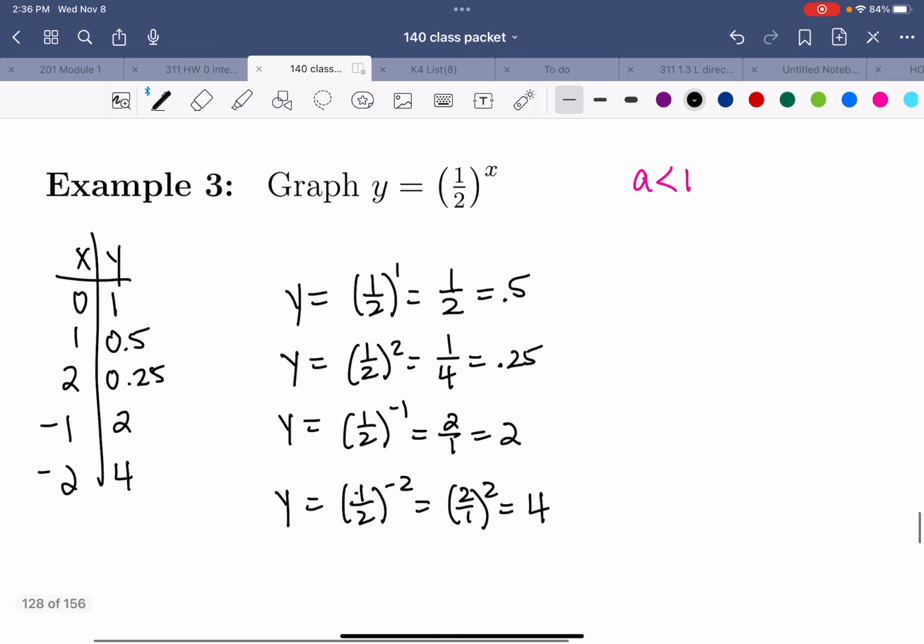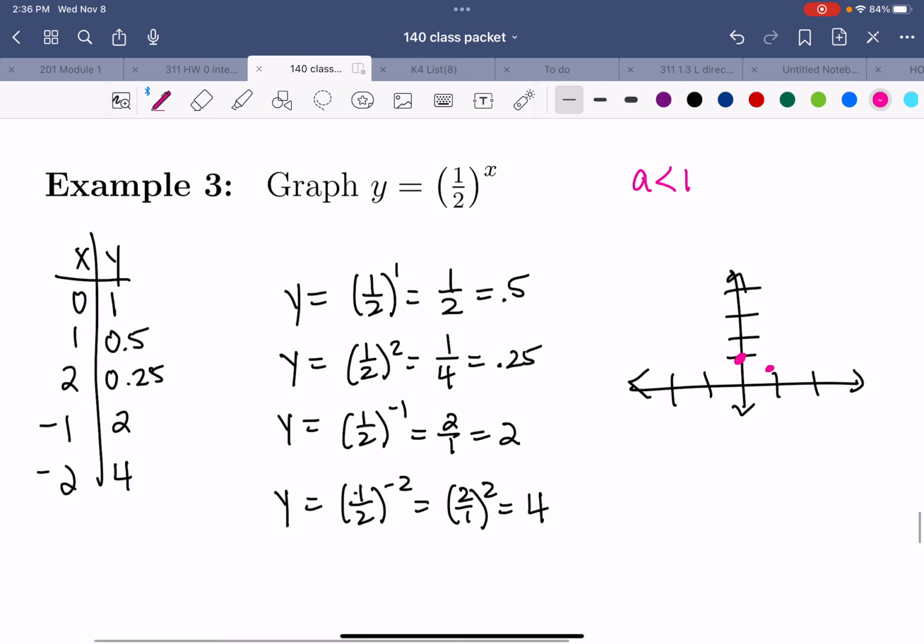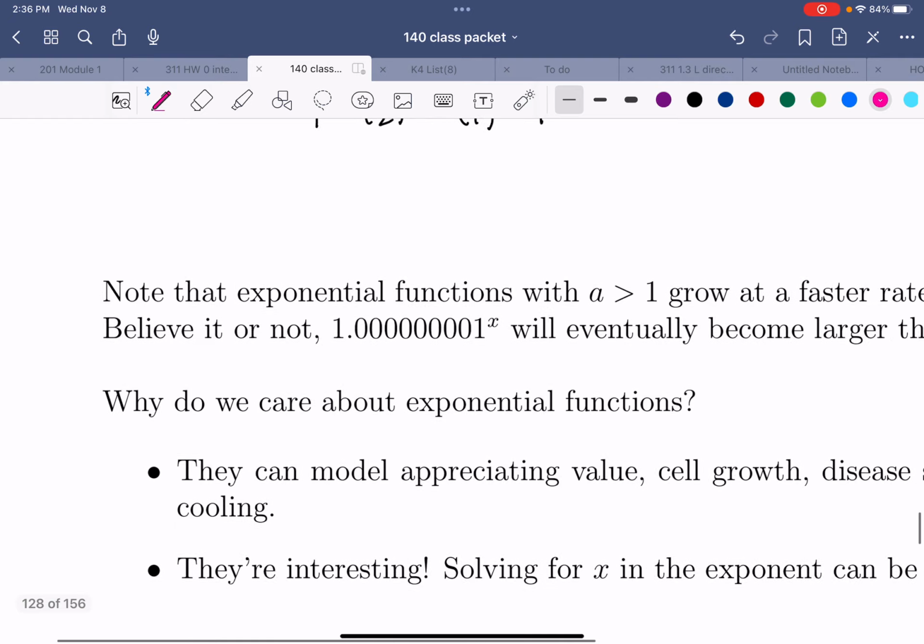And if we graph these, at 0, we're at 1. At 1, we're at 0.5. And at 2, we're at 0.25. At -1, we're at 2. And at -2, we're at 4. So now we get the same shape, although instead of increasing from left to right, it's kind of flipped around. And so we actually decrease. Okay, and that's what's going to happen when your a is less than 1. Okay, it also happens if your exponent is negative, because it's kind of the same thing.